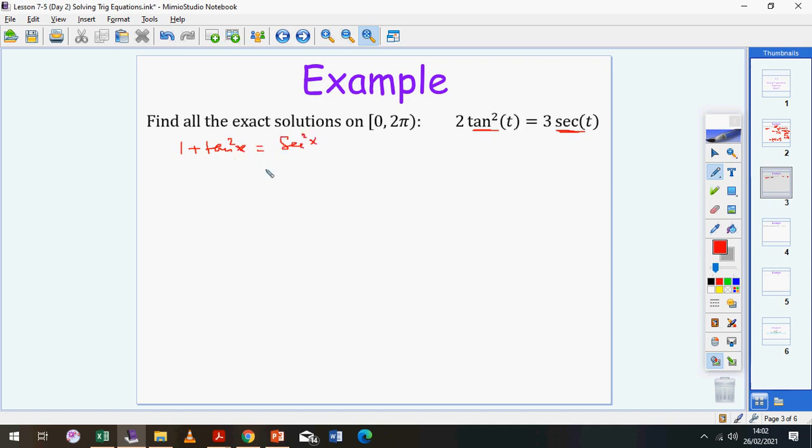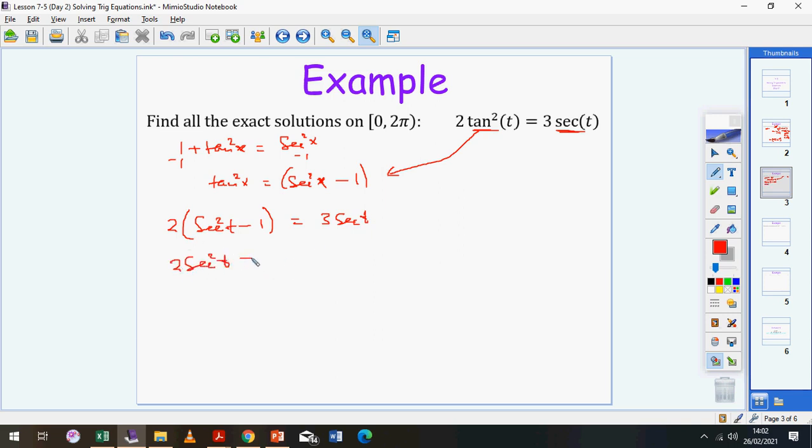If I subtract 1 on both sides, I'll have tan squared x is equal to secant squared x minus 1. So I'm going to substitute for tan in this expression. Instead of tan squared t, I'll just plug in secant squared t minus 1. So I have 2 open brackets secant squared t minus 1 is equal to 3 secant t. If I expand this, this will be 2 secant squared t minus 2 is equal to 3 secant t.